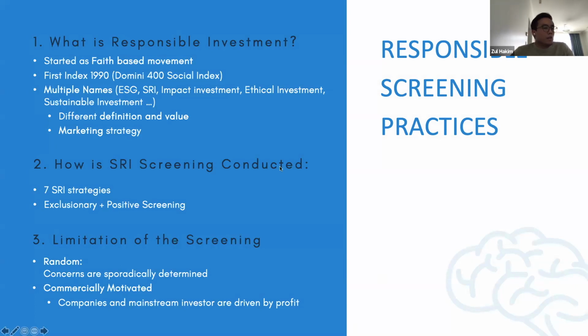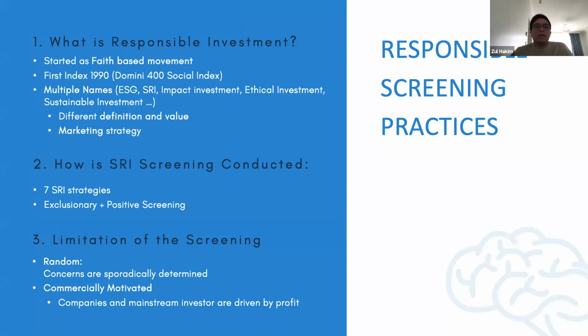And the reason for the variance in definition is that different people might have different definitions and values on how they see which sector is harmful and which sector is unethical. And one of the reasons also is marketing strategy, because to attract investors to invest in their portfolio and in a certain ESG portfolio, they need to make themselves stand out.